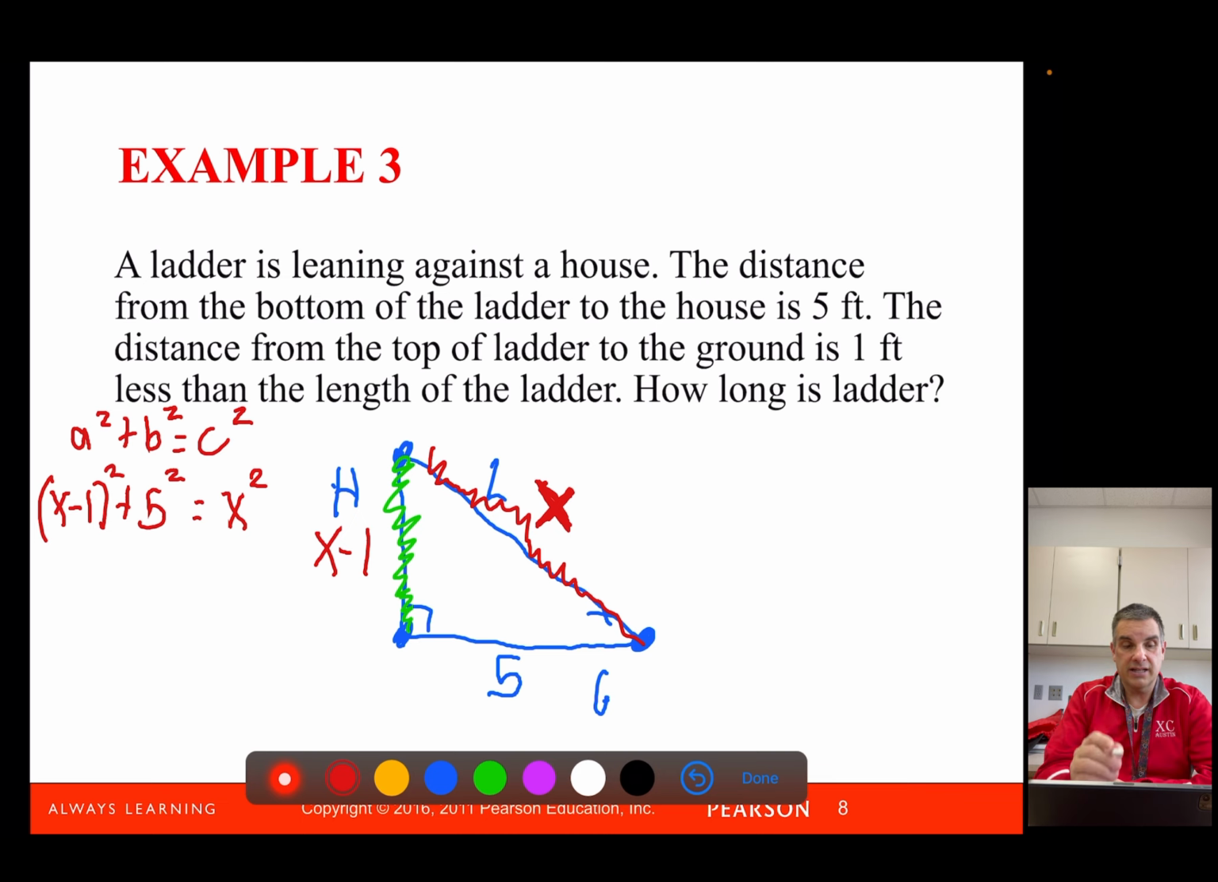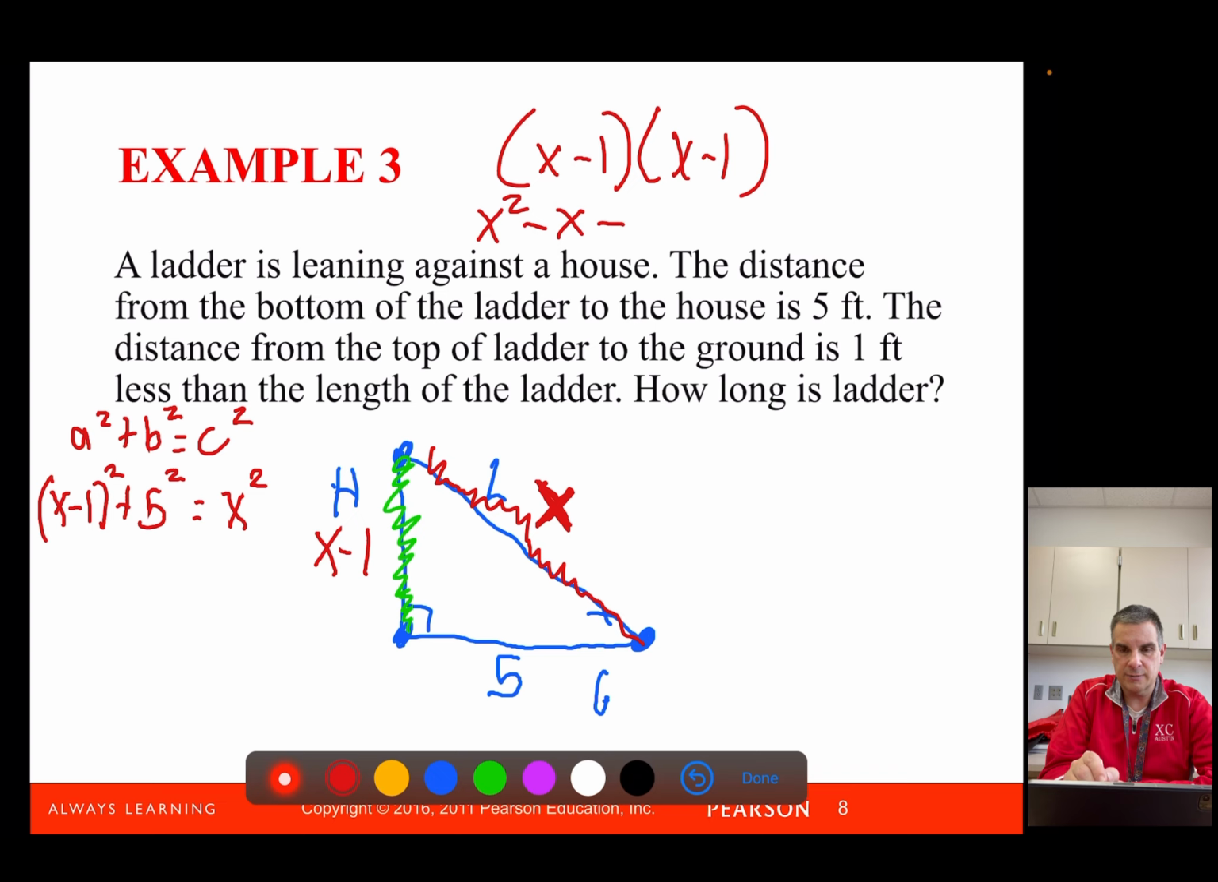Okay, so now we've got x minus 1 squared, which is x minus 1 times x minus 1. So FOIL, that's x squared minus x minus x plus 1. Combine like terms, that gives me x squared minus 2x plus 1. And then we've got plus 5 squared, so plus 25 equals x squared.